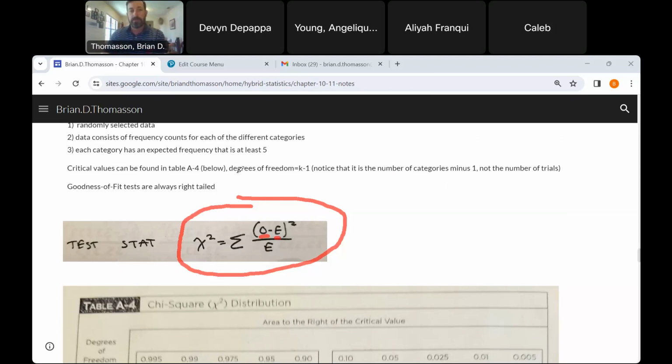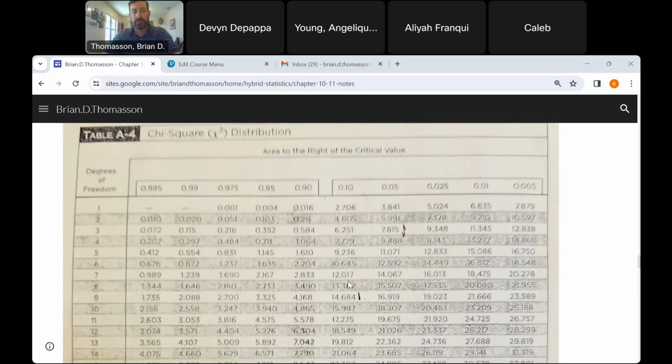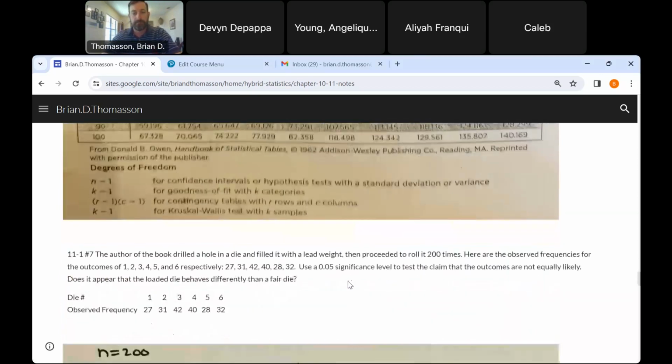The degrees of freedom in this is k minus 1. It's not the number of tires; it's the number of groups. So if we're looking at the flat tire example, we had 4 different groups: the front left, front right, back left, back right. So the degrees of freedom would be 4 minus 1, or 3. We'll come back to this new table here in just a second.